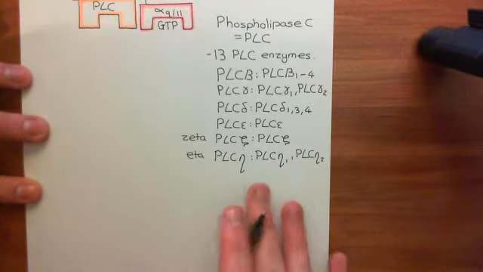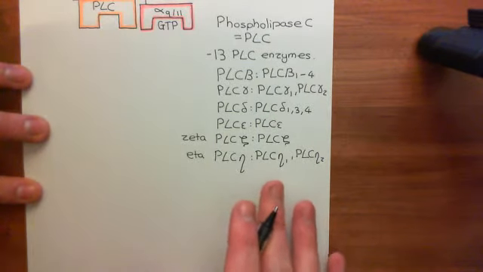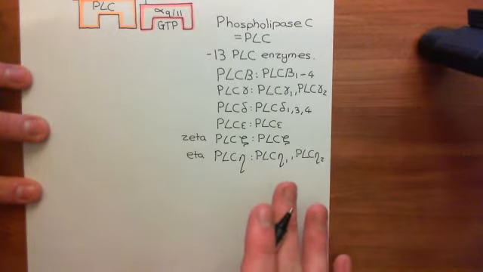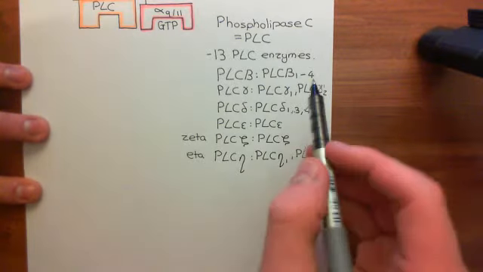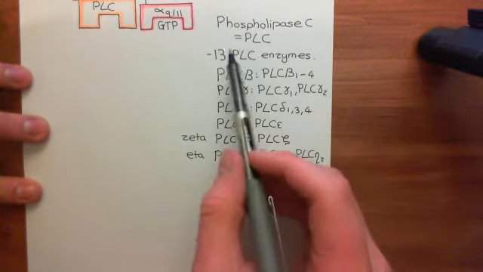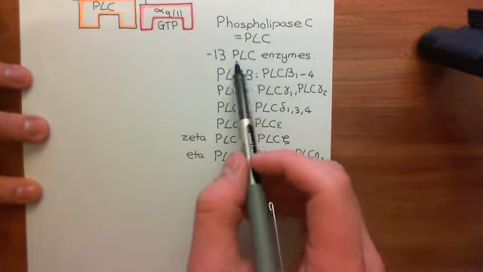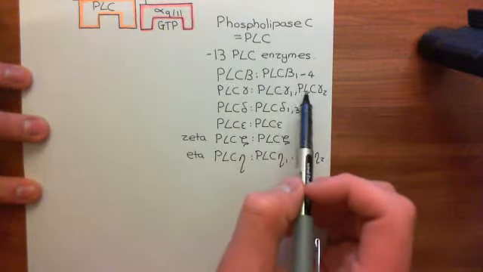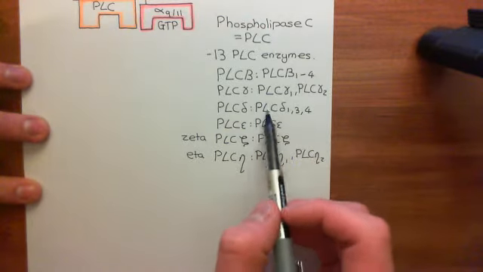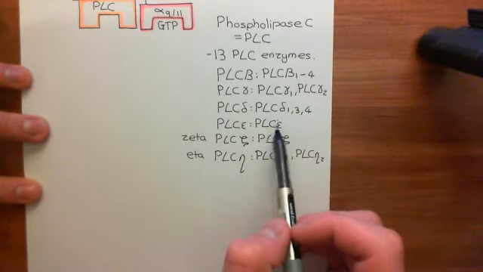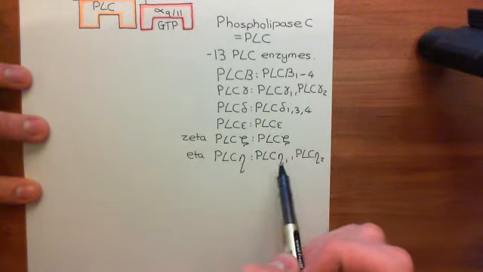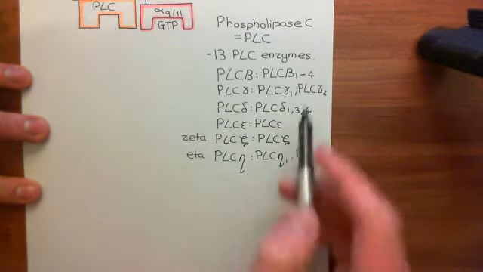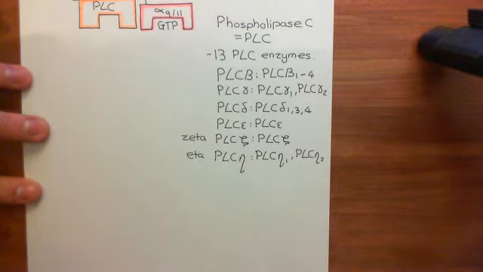Now, most of these enzymes that we know of, we don't actually know what activates them. But before I discuss that, let's just check that I actually have told you 13 phospholipase C enzymes. So we've got 4 here, we've got 2 here, that takes us up to 6. We've got 3 here, that takes us up to 9, 10, 11, 12, 13. So those are the 13 different phospholipase C enzymes.